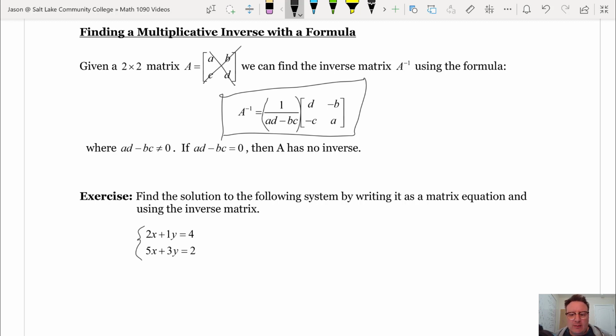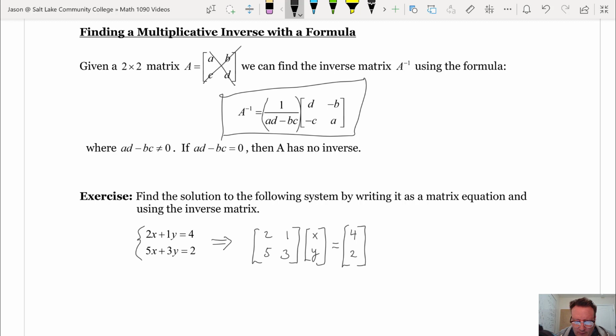When we ask you to write something as a matrix equation, what we want you to do is take the coefficients from the linear system and create your coefficient matrix. In other words, we can transform this linear system into a matrix equation by taking the coefficients of the variables, 2, 1, 5, 3, and then we multiply by the column vector containing x and y, and we set this equal to the constant column vector containing 4 and 2.